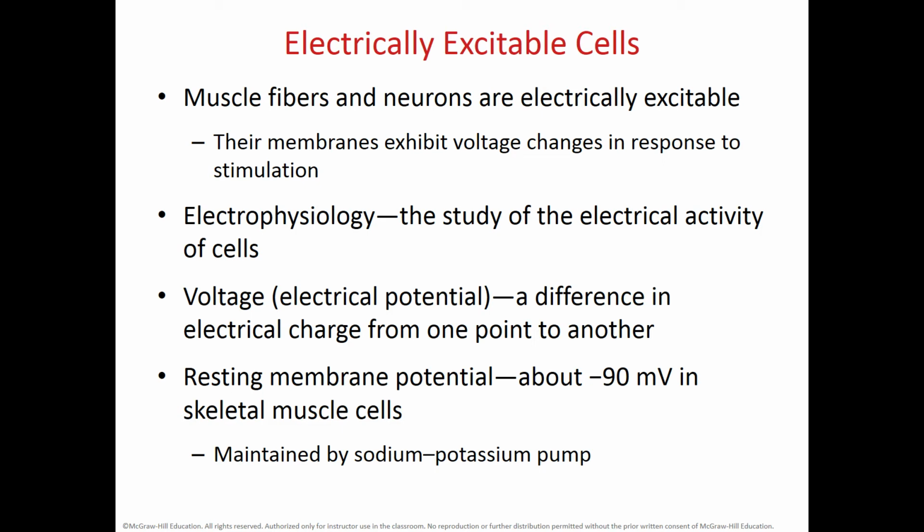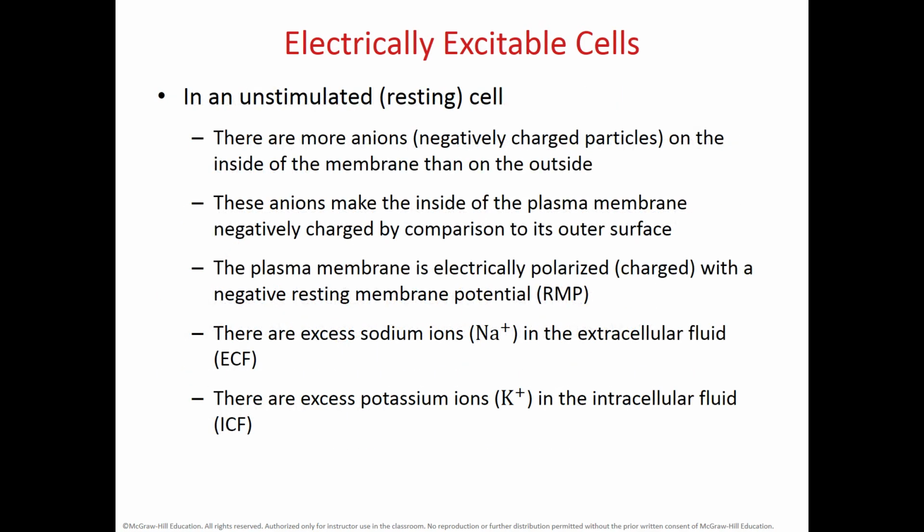So that will be the charge that these muscle fibers will have, minus 90. So they are negatively charged. And this charge is maintained by a pump that we call the sodium-potassium ATPase pump. So in an unstimulated muscle fiber, in a resting cell, there are more negatively charged particles inside. There are more anions than the outside. So that's why you have this minus 90 millivolts.